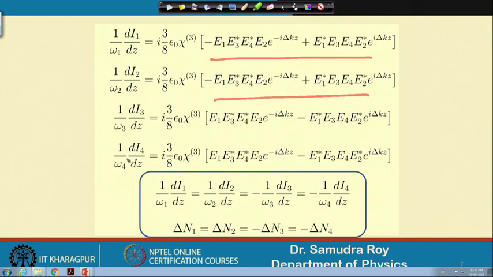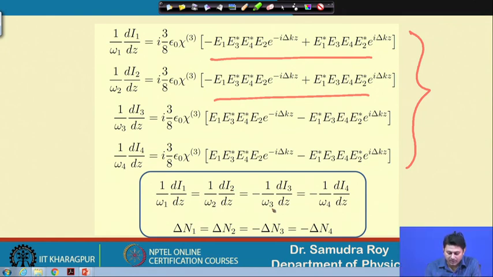Again dI/dz for omega 4, we will have the same thing, but the only difference is this term will be positive and this term will be negative. So, from these 4 expressions we can write a general relation, which is 1 by omega 1 dI1/dz is equal to 1 by omega 2 dI2/dz is equal to negative 1 by omega 3 dI3/dz and negative 1 by omega 4 dI4/dz. So, this relation is the Manley-Rowe relation.